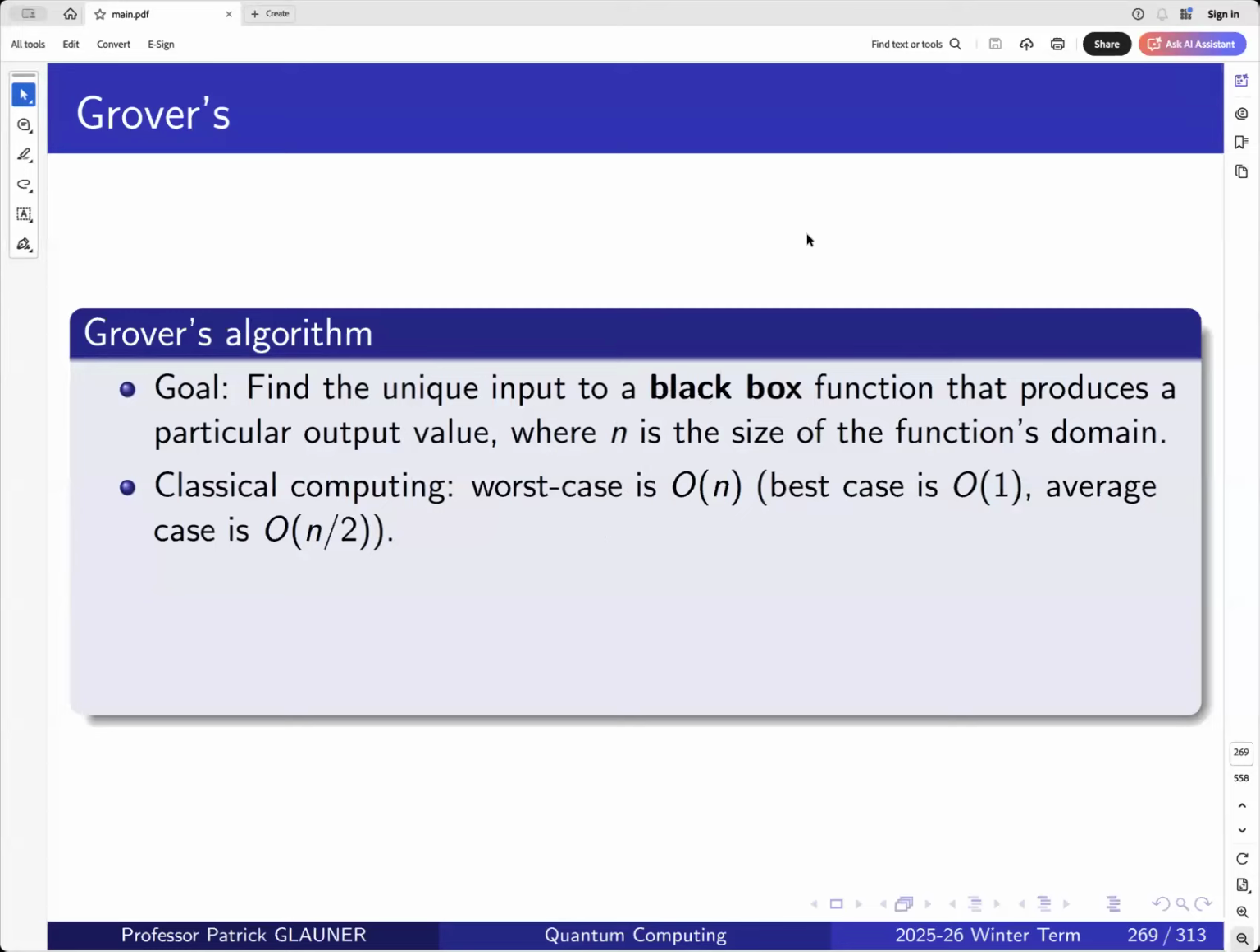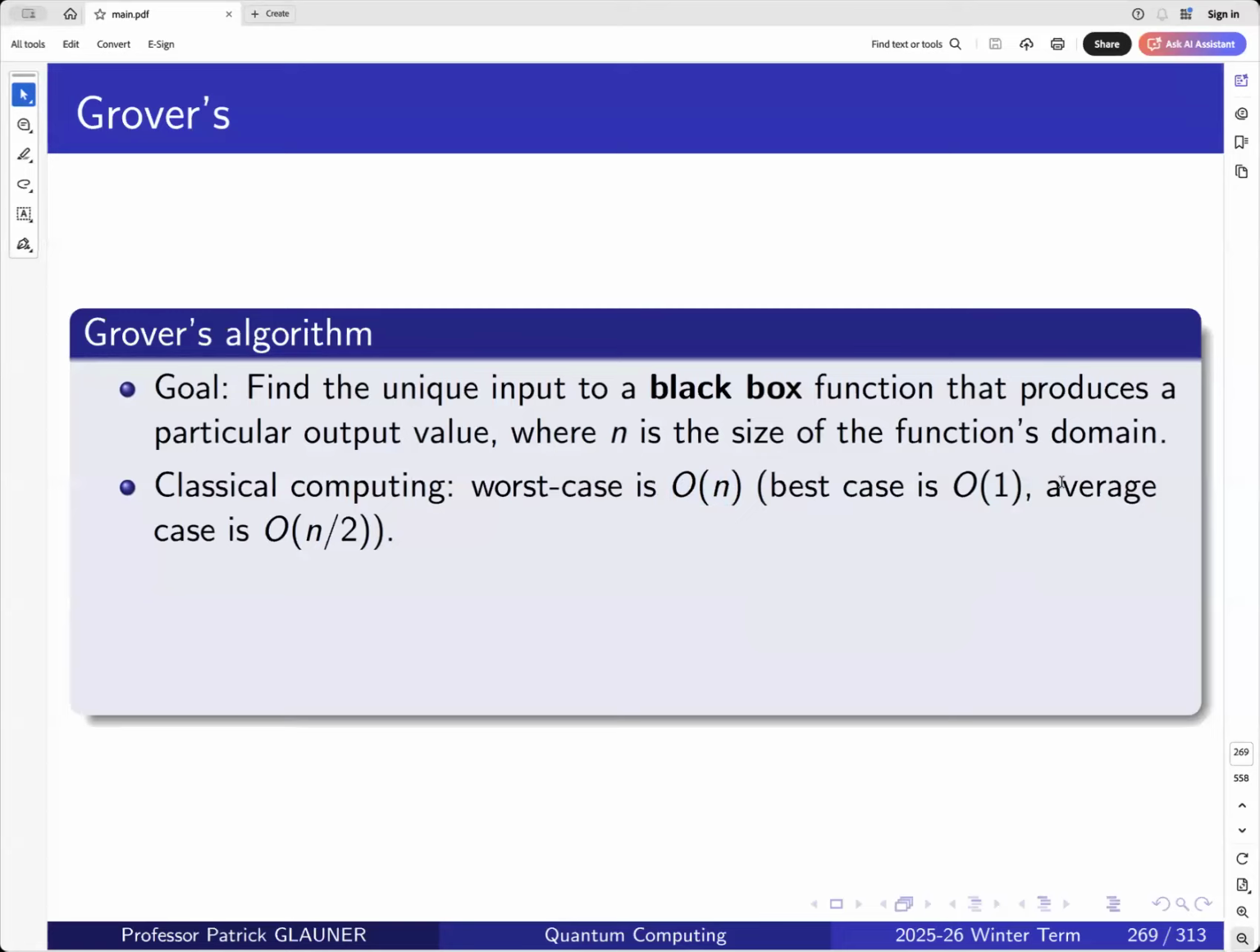Now, if I have n possible inputs and one of them is exactly the right one, obviously I could be lucky and solve this in O of 1 in the best case, because maybe the first one or the first k many I look at, I find that that one is the one I'm looking for. In the worst case, it's O of n, because I need to try all n possible inputs. So maybe the very last one is the one I'm looking for.